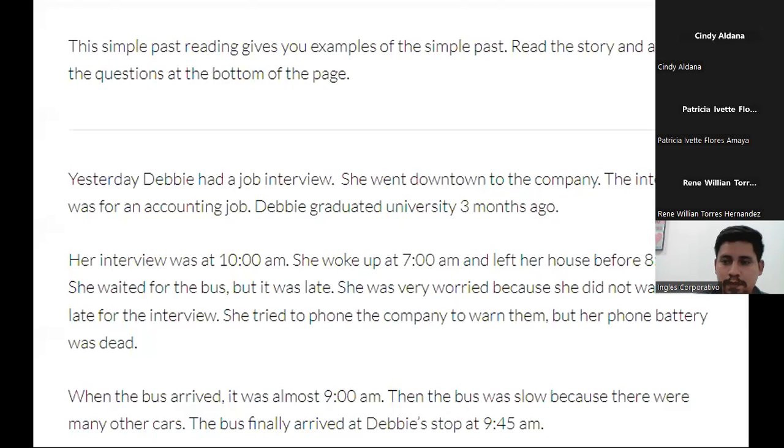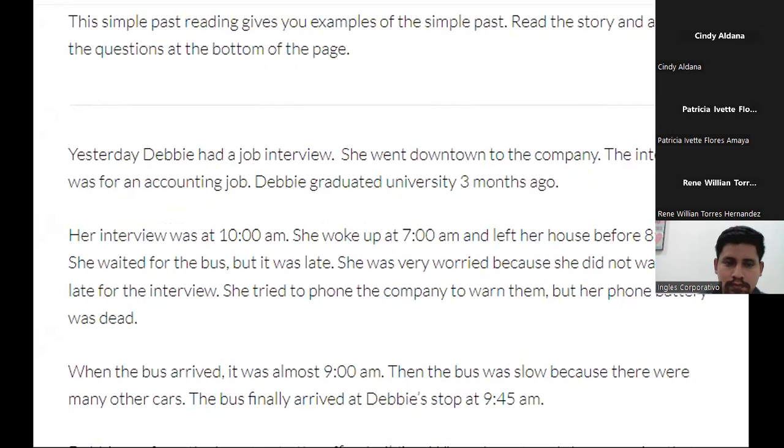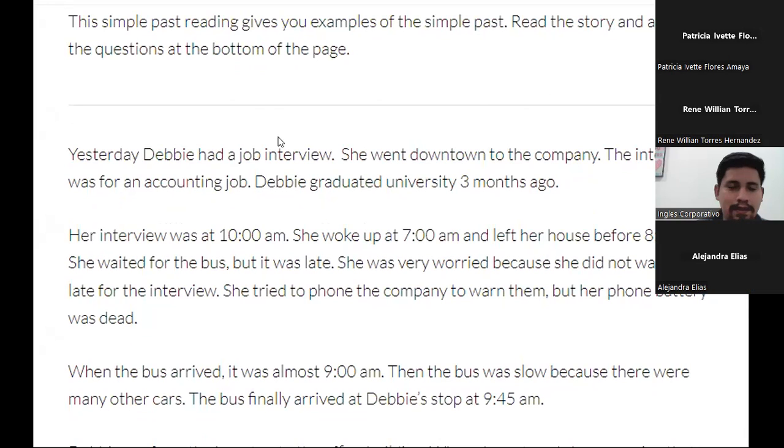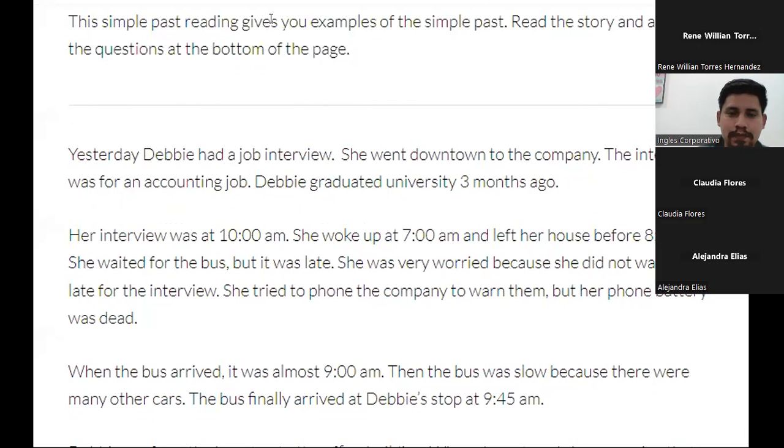Who wants to be a volunteer? The first volunteer for this reading. Okay, good, Rene, thank you. Let's take a look at the instruction here. It says this simple past reading gives you examples of simple past. Read the story and answer the questions at the bottom of the page. So we're going to have some questions at the end. Okay, so pay attention. Rene, start reading, then I will say stop and someone else is going to continue. I will try that everybody participates in this reading activity. Okay, Rene, go ahead.